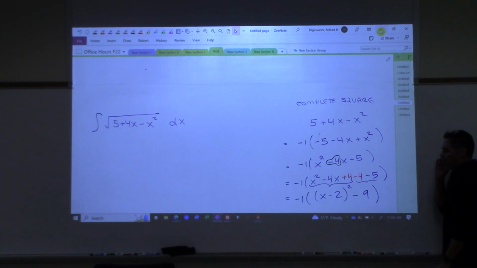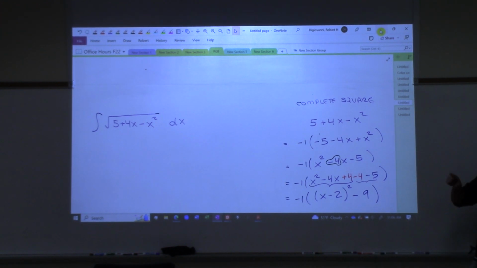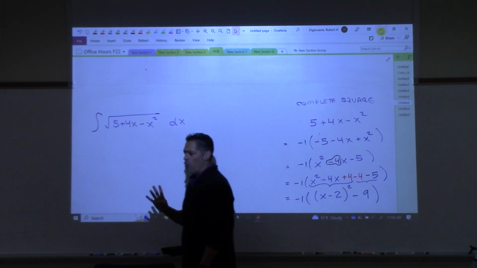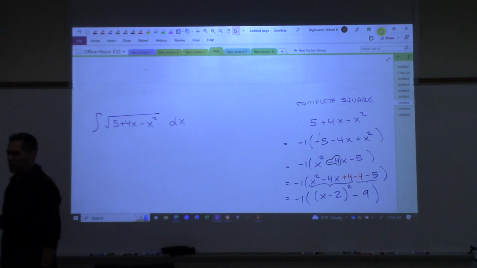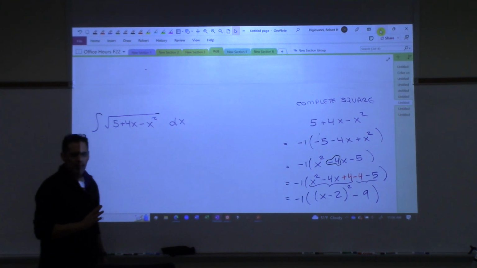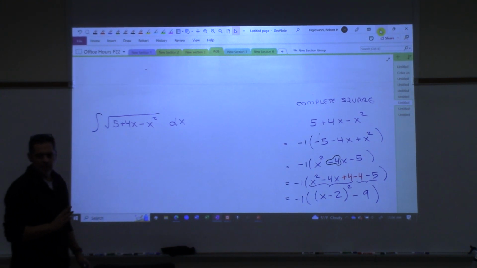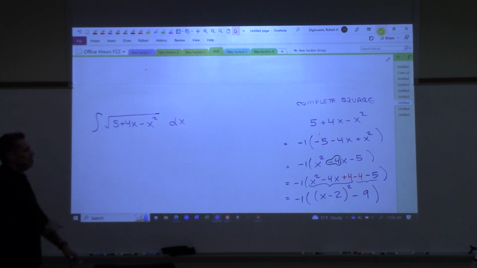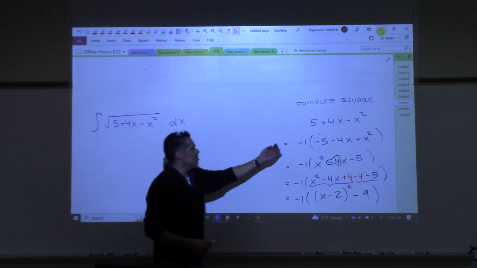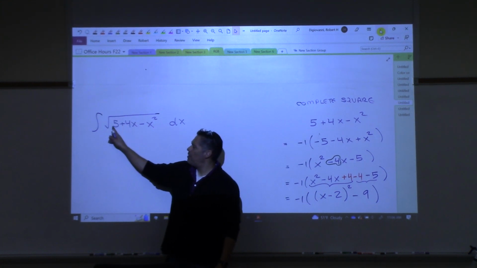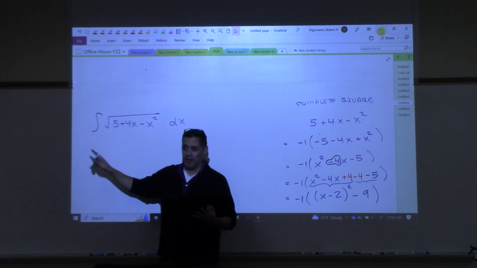Boom. If you go back and you look at our notes from last class, we did a problem like this, and I think we pulled a 4 out, if I'm not mistaken. Might have been a 9. It was a 9. We pulled a 9 out when we were doing the completing of the square, and because we had a square root, we wound up taking that 9 out of the root as a 3, right?